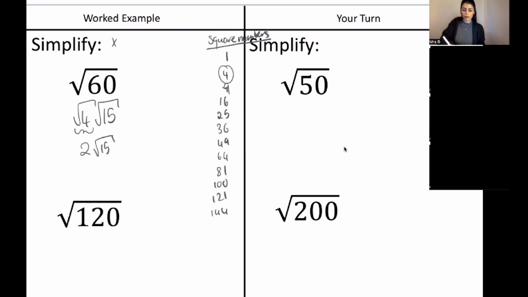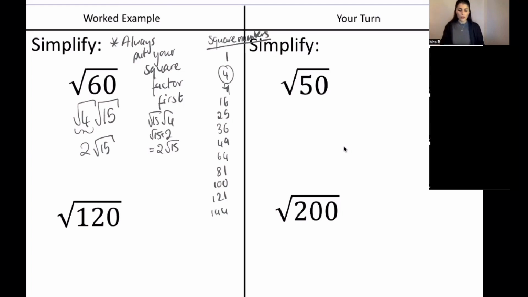Always put the square factor first. Because if you wrote root 15 times root 4, you would have root 15 times 2, which may confuse you. You might think that that's 152. So it's nicer to put the whole number at the front. So that's 2 root 15.